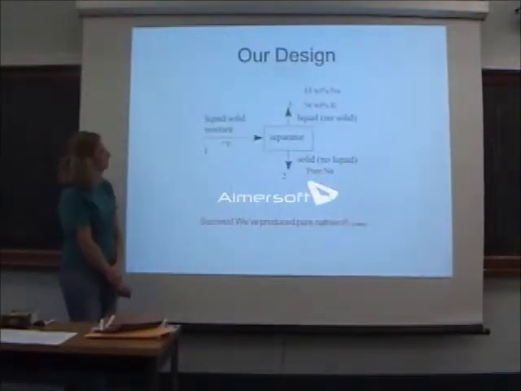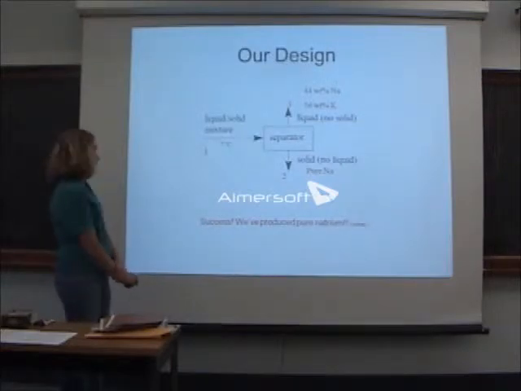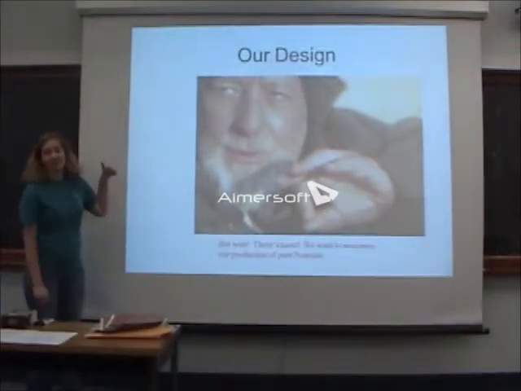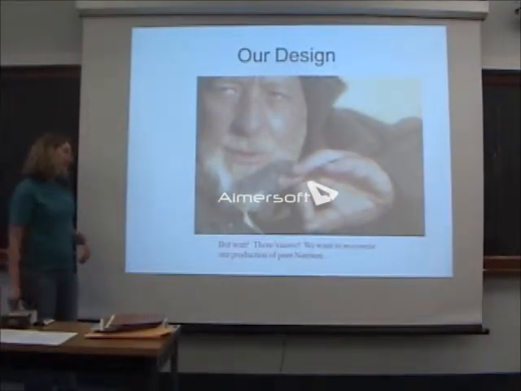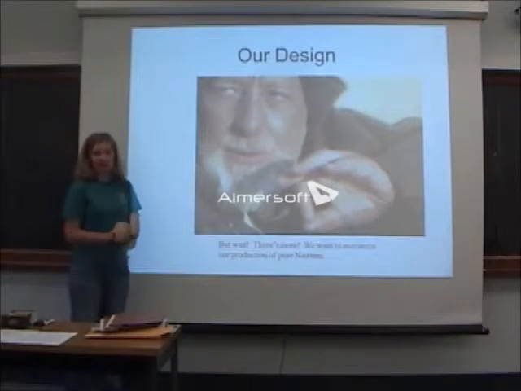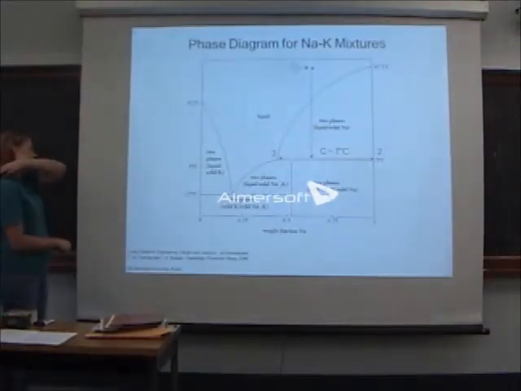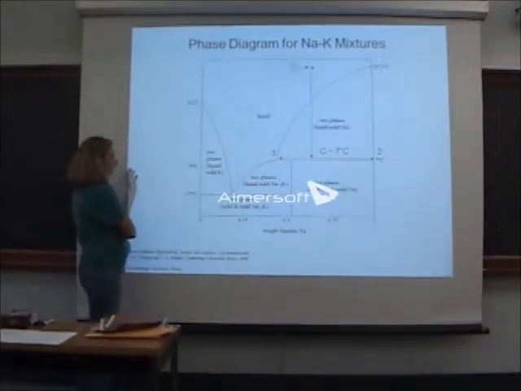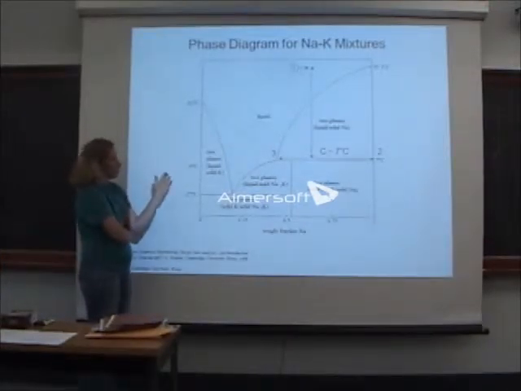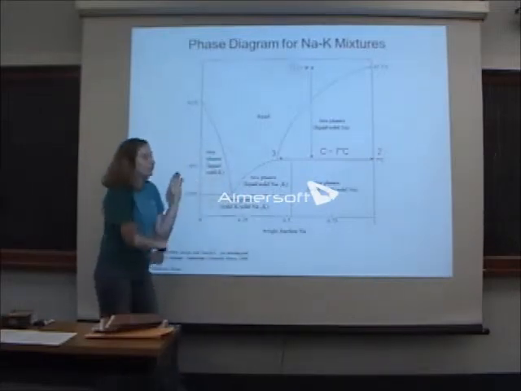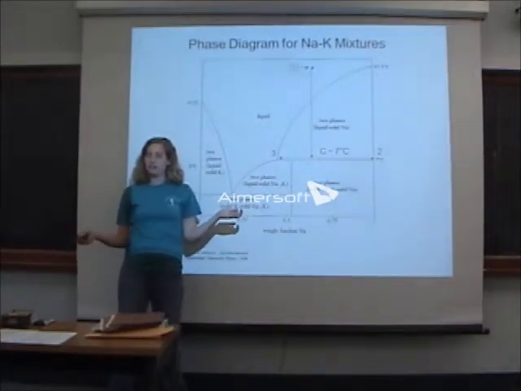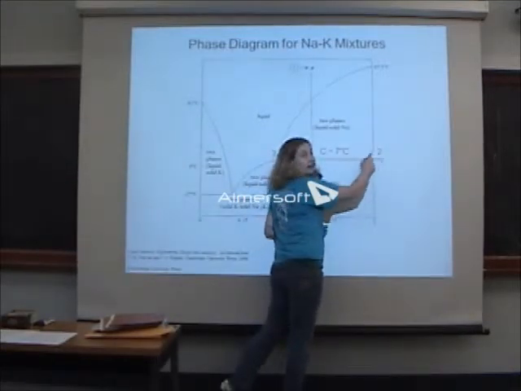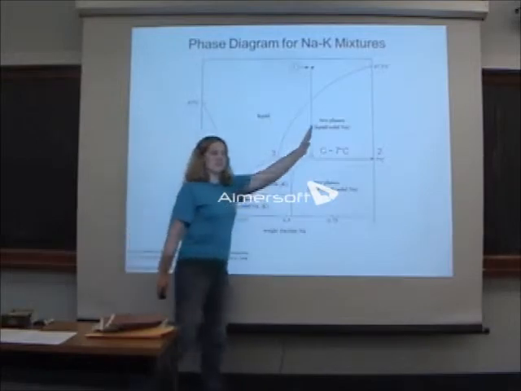This is our process. Basically we have a separator. All right, so we've produced pure natrium. Cool. All right, the weight. We want to maximize our production of natrium. So let's look at our process again. So basically, if you're thinking about this process, if we think about an overall mass balance on this process, how can we maximize the amount that comes out over here on this side?